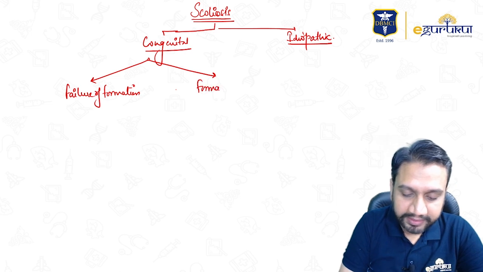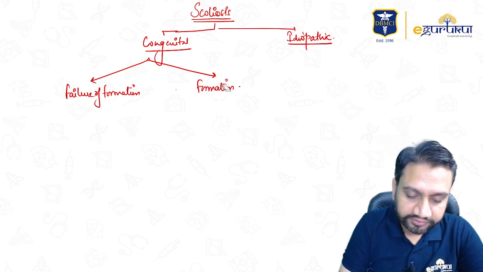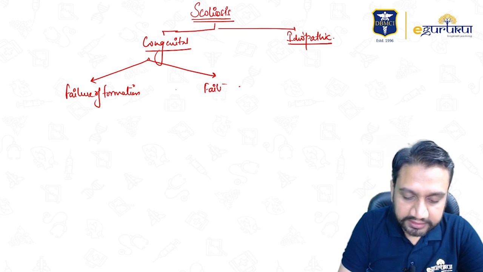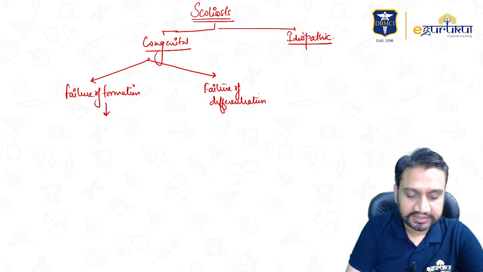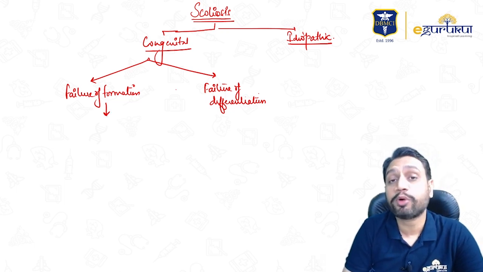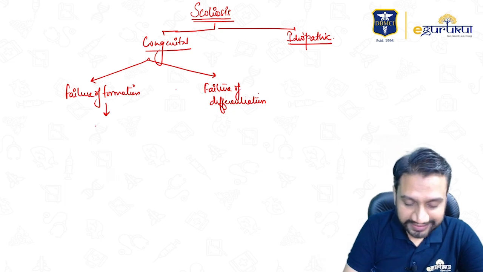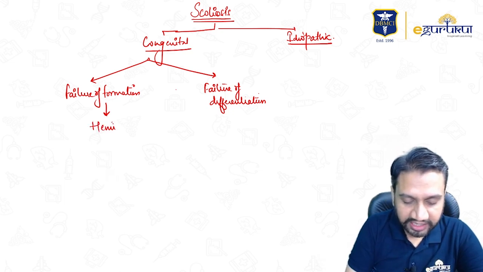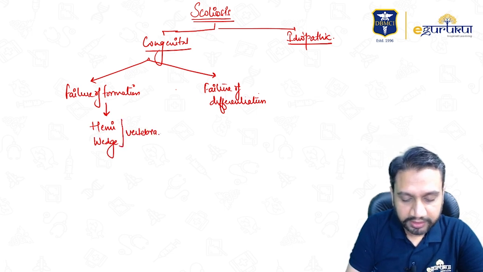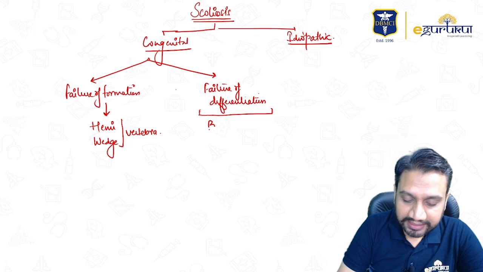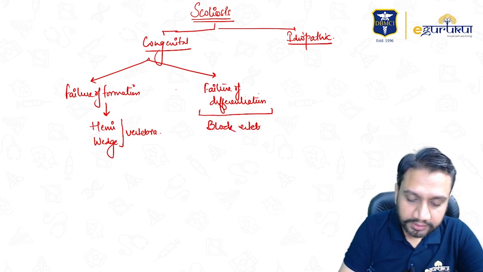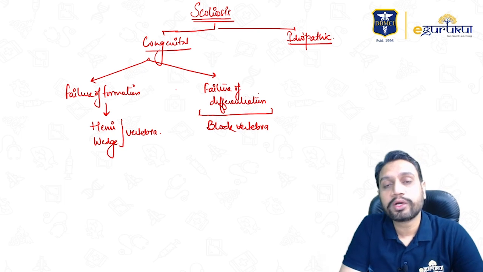Now, again I'm repeating, don't expect theory on the failure of differentiation. They can just simply give you an X-ray and want you to identify the cause of scoliosis, whether it is congenital or idiopathic. Failure of formation means the body of the vertebra is not formed. So it can be a hemivertebra, only a half-formed vertebra, or a wedge-shaped vertebra. What is the meaning of failure of differentiation? When two vertebral bodies have failed to separate from each other, that is known as block vertebra. So you should know the causes, and how they look on X-rays.